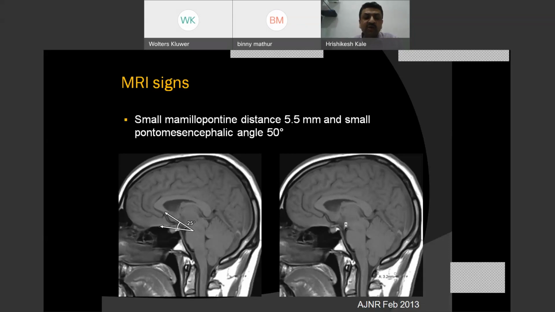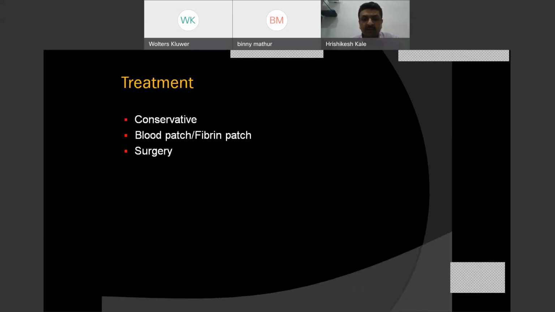So on the left side you have an image where you can see that there is sagging of the brain, and the pontomesencephalic angle in this patient is just 25 degrees, whereas on the right side you have the second image where you can see that because of sagging of the brain, the mammillopontine distance has reduced. I must warn you, however, that in many patients you will not get such classic findings and you may have something in between. So how do you treat these patients?